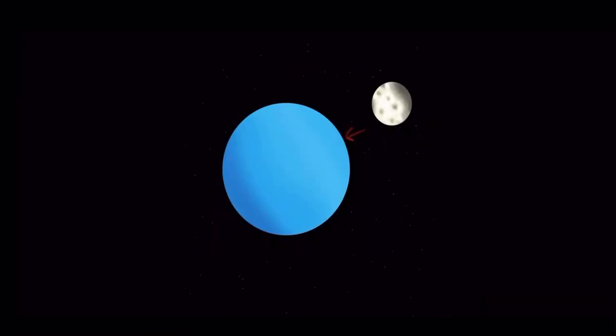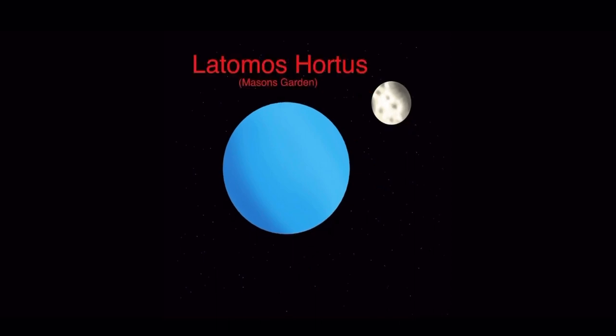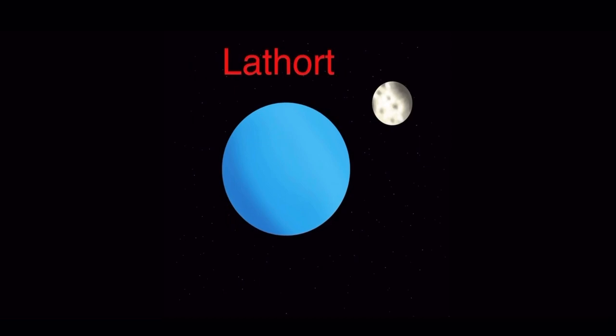The gravitational pull of our planet is about 10.70 meters per second squared, and its axial tilt is 24.2 degrees. This planet's moon is about the same size as ours, if not smaller, being around 7.9 times 10 to the 19th power tons. We'll call this planet Latomos Hortus, Lathort for short.